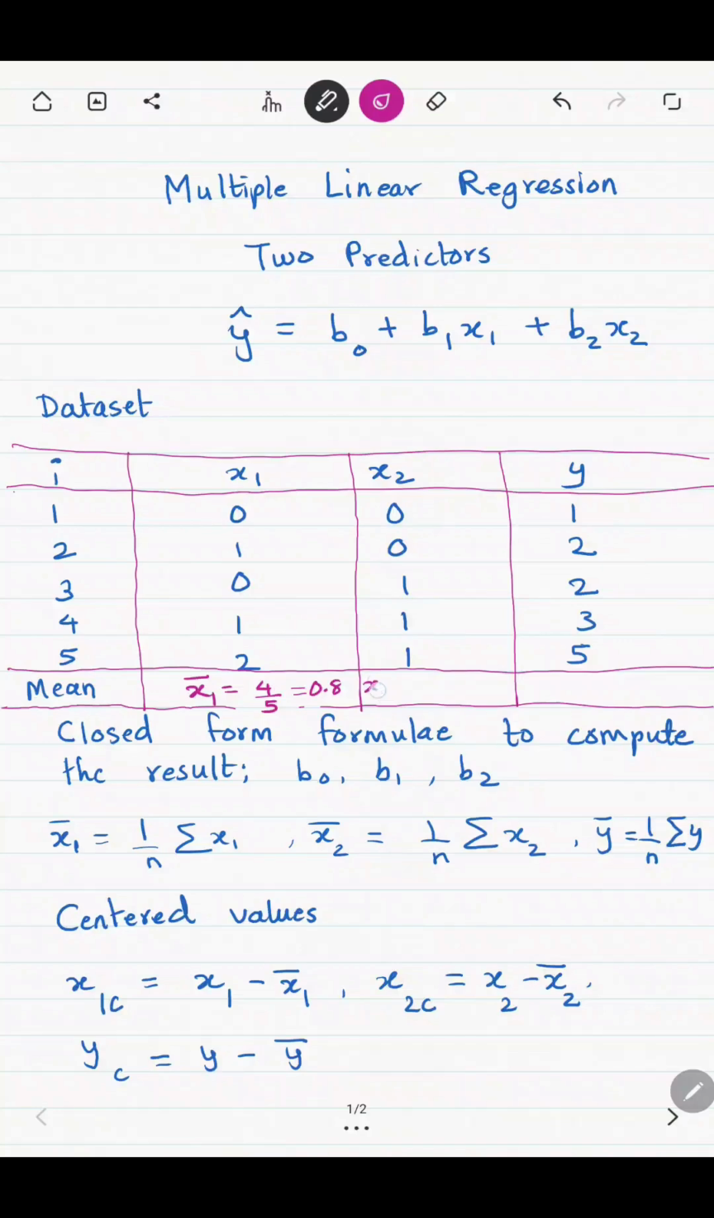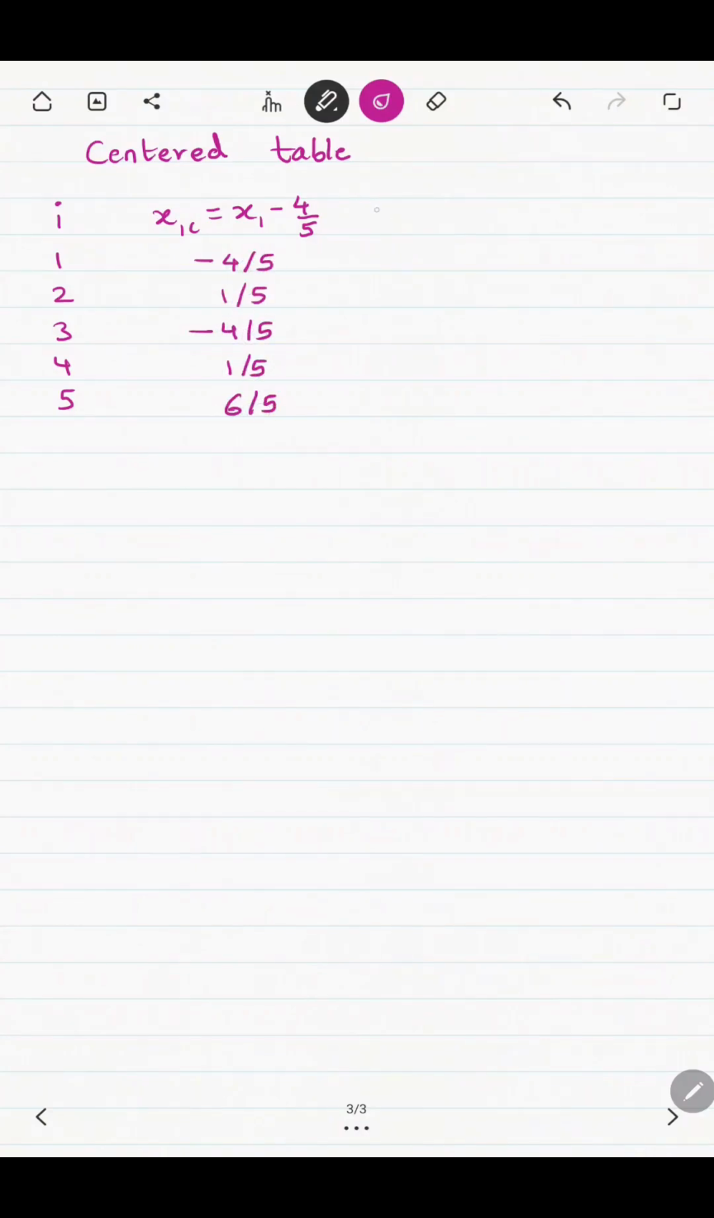Similarly, we calculate x2 mean and y mean. Then we create a centered table using fractions to keep it exact. So instead of actually calculating decimal places, we'll keep the fractions as they are. And these are the different x1c, x2c, and yc values for the 5 data points.